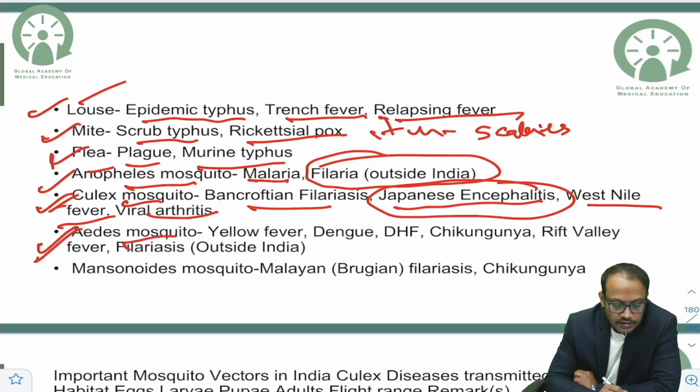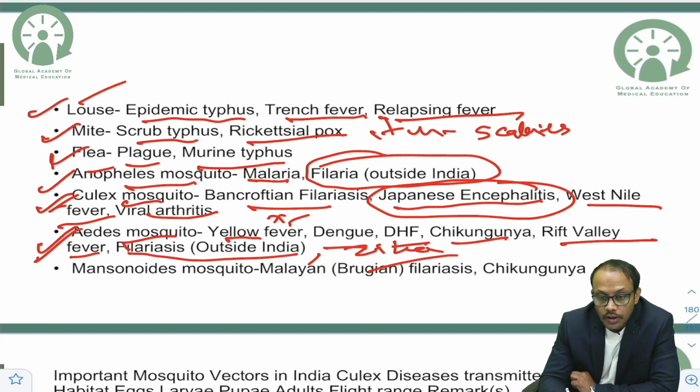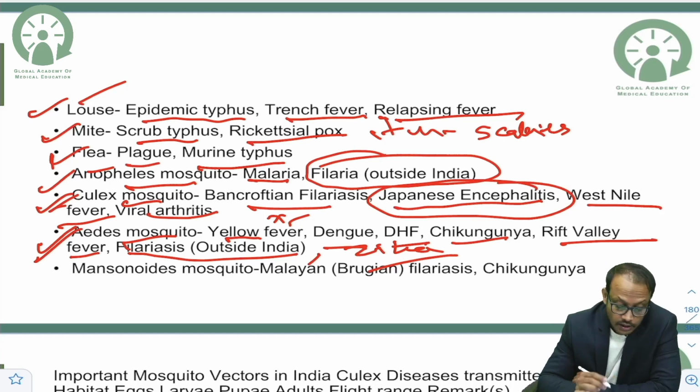Aedes: yellow fever, not in India but outside India. Dengue hemorrhagic fever, chikungunya, Rift Valley fever, filariasis and Zika as well. So these are the diseases which are transmitted by the Aedes mosquito. Aedes is a very important mosquito, the tiger mosquito. We will study about them in a later class. Another is the Mansonia mosquito, which basically causes filariasis by Brugia malayi and also chikungunya.